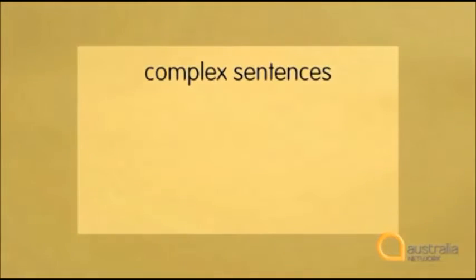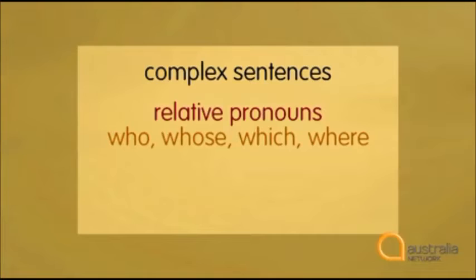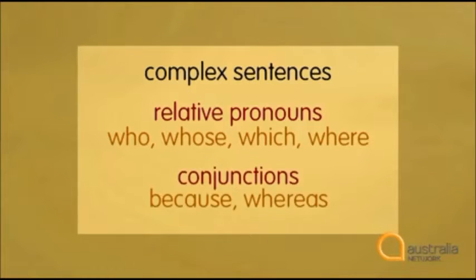We can form complex sentences in two ways. We can use relative pronouns: who, whose, which, where, or we can use conjunctions like 'because' or 'whereas'. When writing or speaking, it's important for you to practice using a variety of sentences.